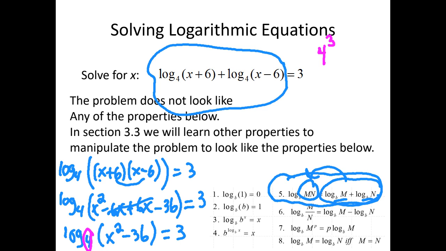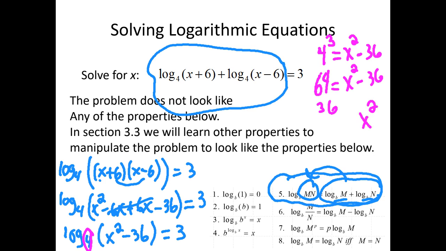And then we have the rest of the stuff, that's equal to x squared minus 36. Okay, so 4 cubed is 4 times 4 times 4, so that's 64. So we get 64 is equal to x squared minus 36. We're going to add 36, so we get x squared is equal to 100.